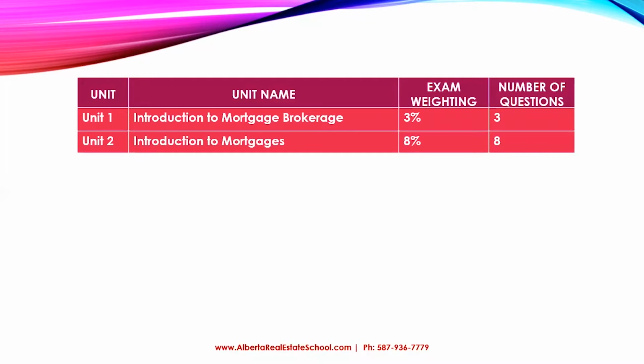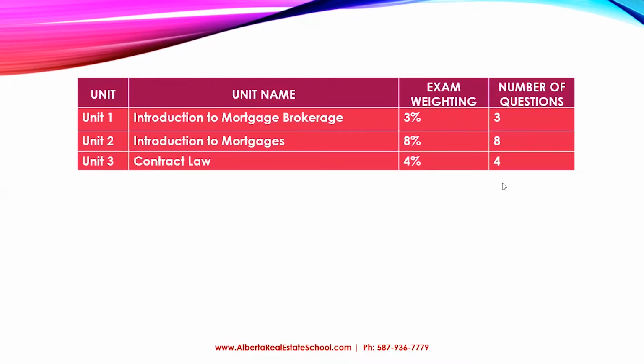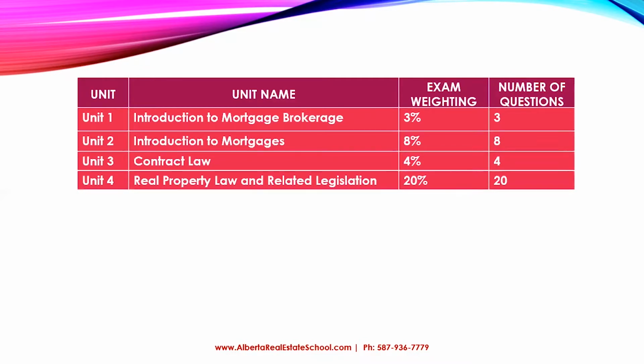Unit 2, Introduction to Mortgages, this one is worth 8%. So you will have 8 questions from this. Contract Law, which is unit number 3, only worth 4% of the mark. So 4 questions on this one. This is when we get heavy. From unit 4 onwards, it becomes a little bit more meaty here.